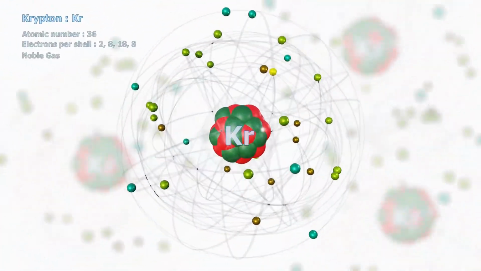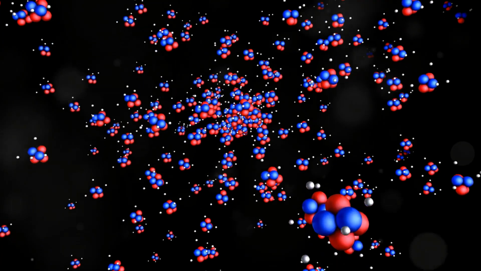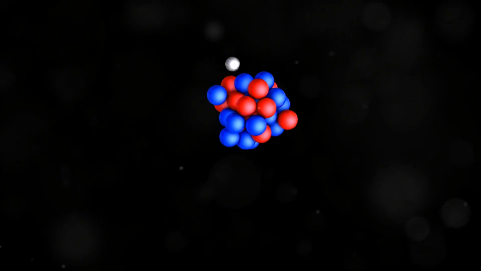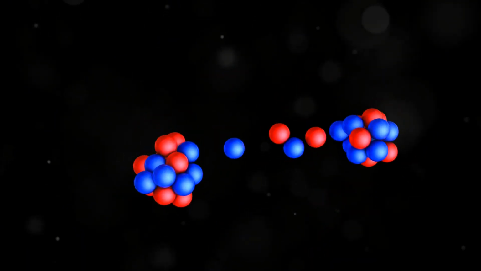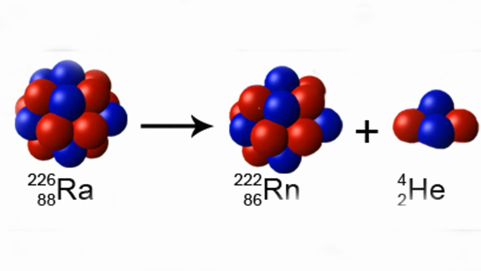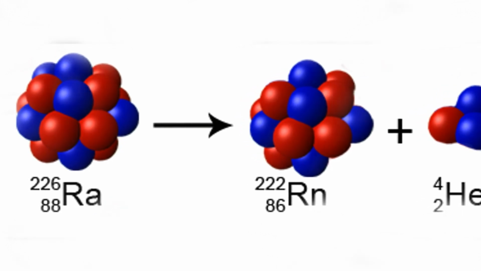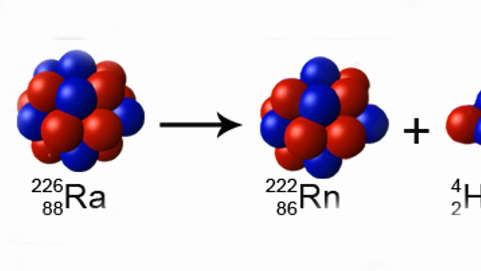However, not all atoms are stable. Some nuclei are like restless dancers, constantly shifting and changing. This is the essence of radioactive decay. Radioactive decay is the spontaneous process by which an unstable atomic nucleus emits particles or energy to become more stable.